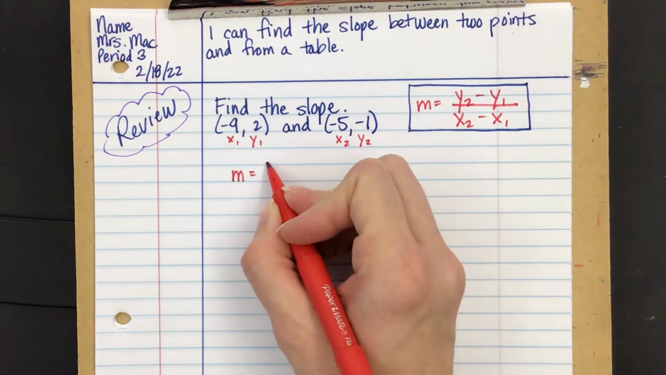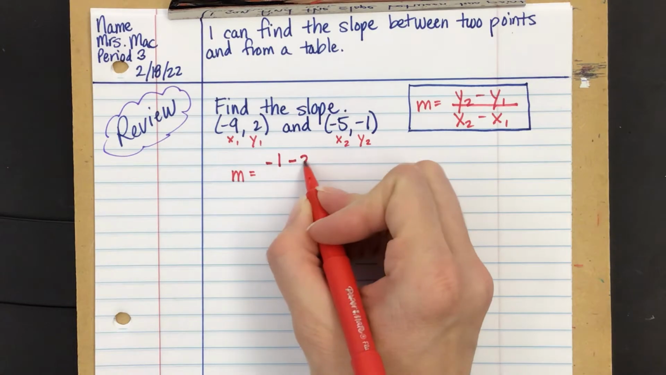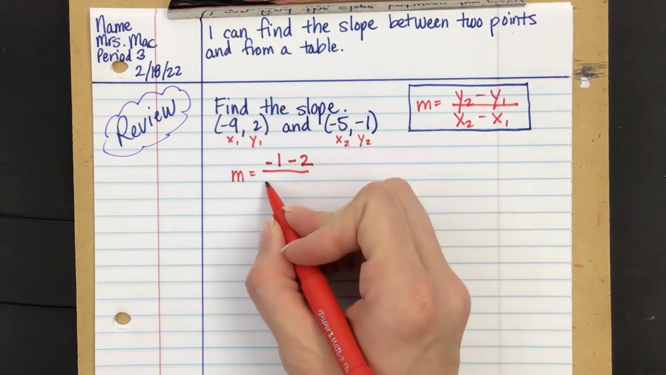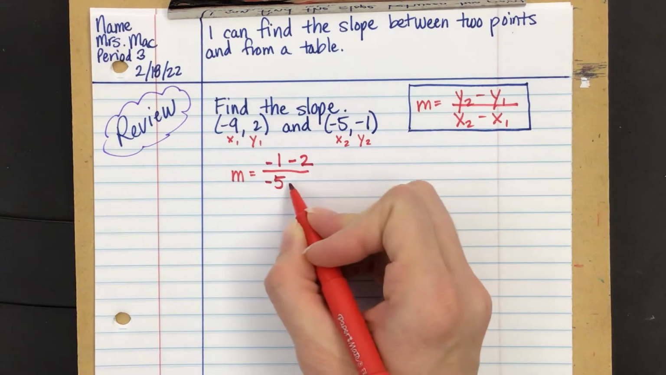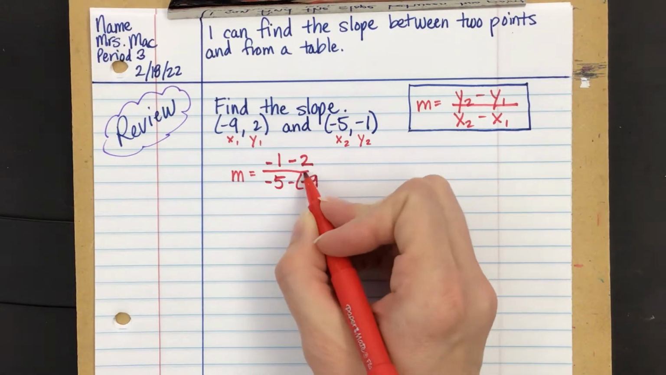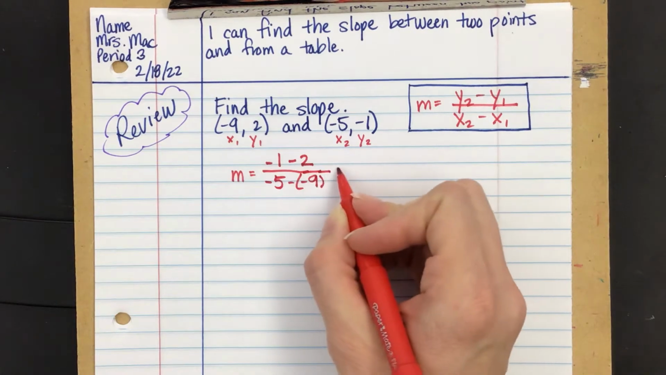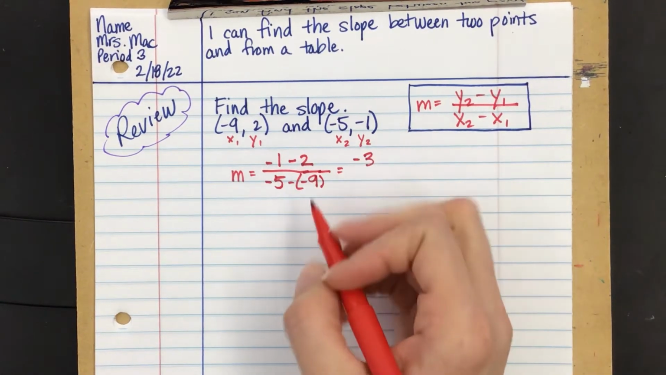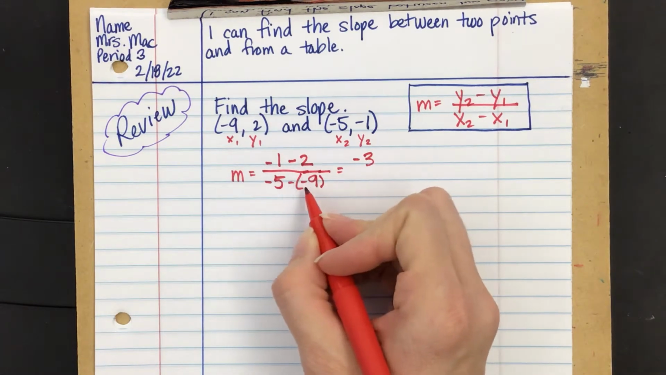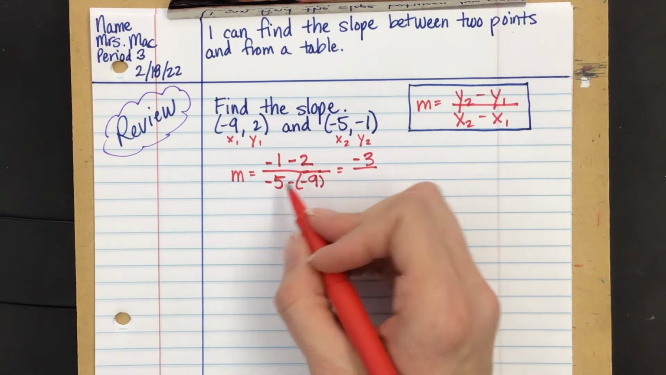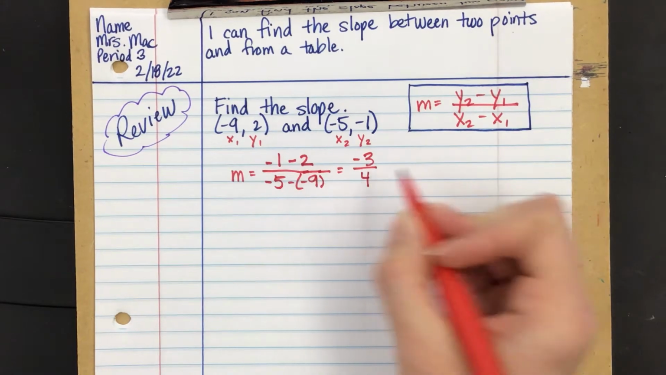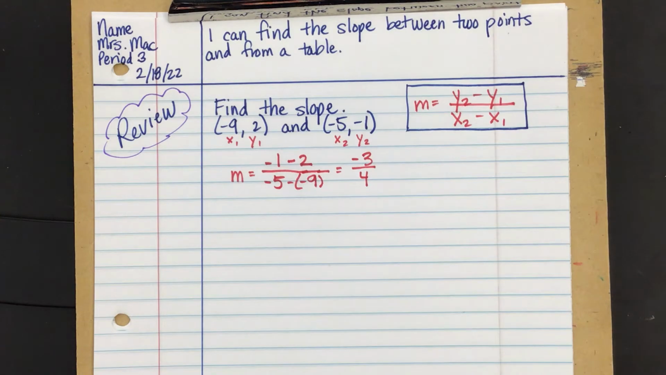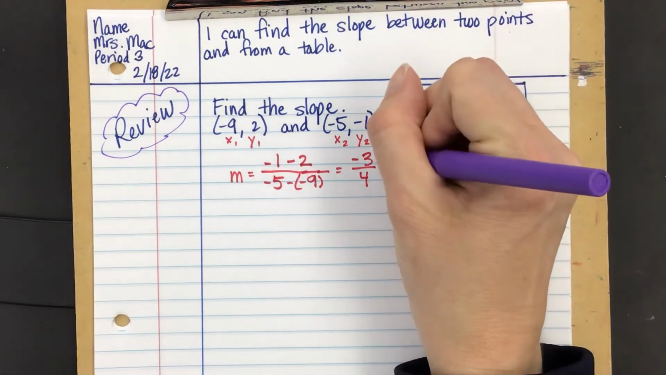So this will be -1 minus 2. So I'm subtracting my y's. And now I'm going to subtract my x's. So this is -5 minus -9. Okay, so -1 minus 2 is -3. -5 minus -9 is 4. So your slope is -3/4. Y'all good with that? Yes?